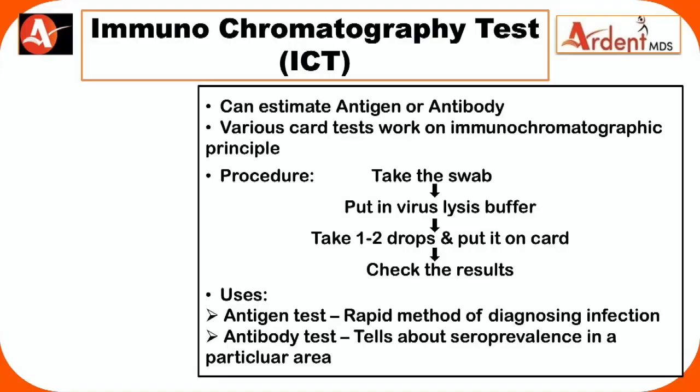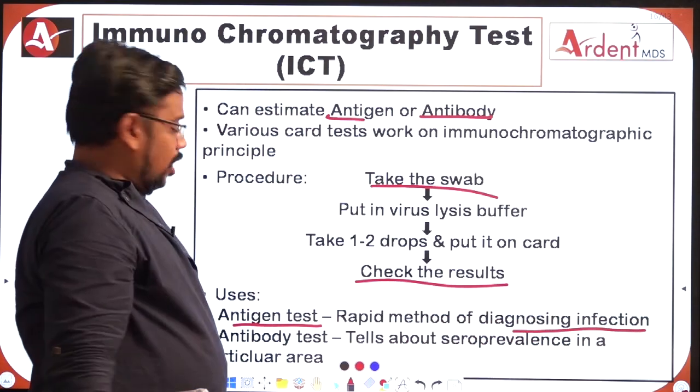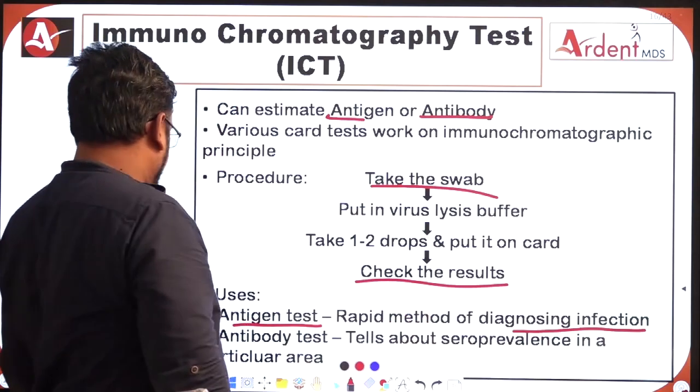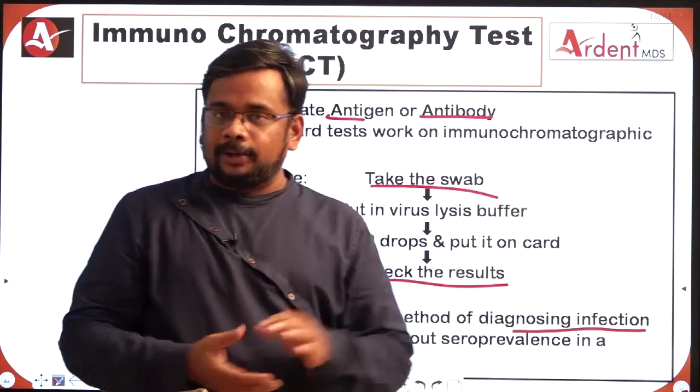Coming to the immunochromatography test, which detects both antigen and antibody. Here you just collect the swab, put it in a virus lysis buffer, take 1 to 2 drops and put it in the cord, and you will get the results. It acts like a home pregnancy test. The uses are antigen test and antibody test. The antigen test is used for diagnosing the particular infection, but the antibody test gives an idea of seroprevalence in a particular area.